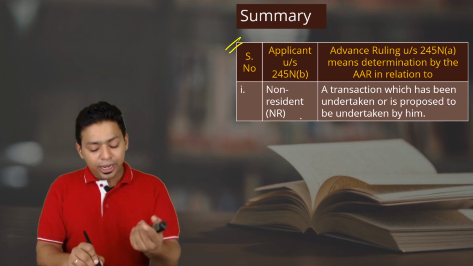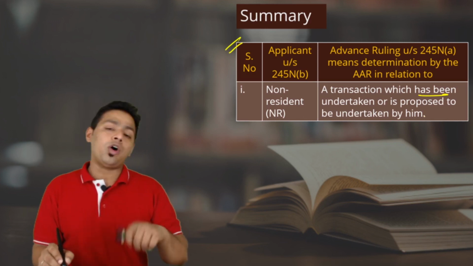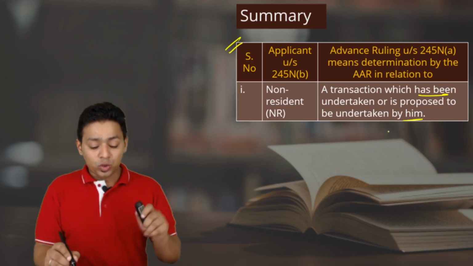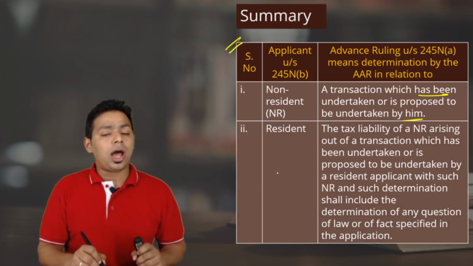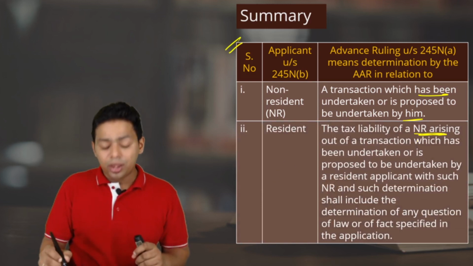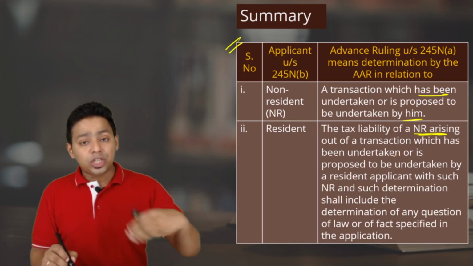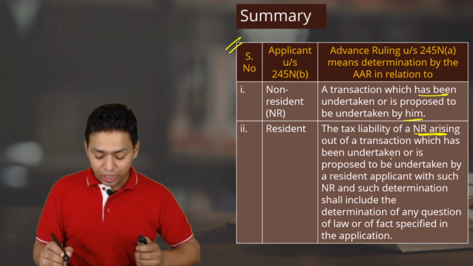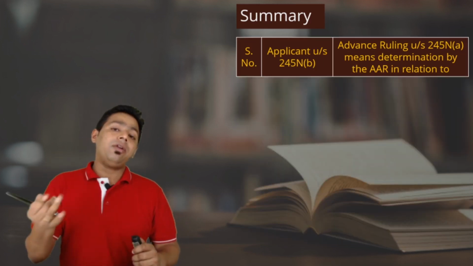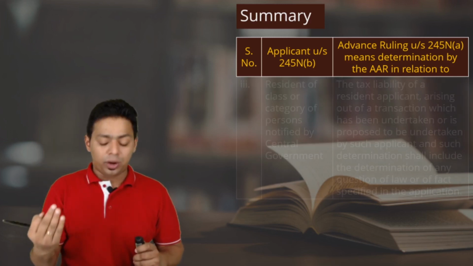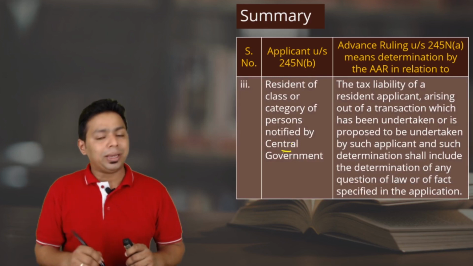So, the applicant can be a non-resident, for a transaction which has been undertaken or proposed to be undertaken by him. Sir, even a resident can be an applicant, but the resident is not asking for himself. The resident is asking for the tax liability of the NR, which arises out of a transaction conducted with the NR. These are the first two, and they are very easy: non-resident, and resident in respect of the tax liability of a non-resident. The third one is a resident or class or category of persons notified by the central government.